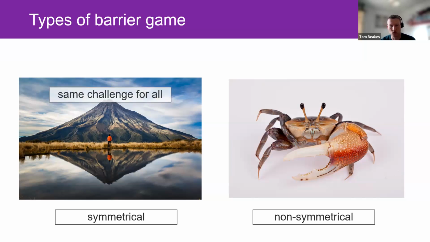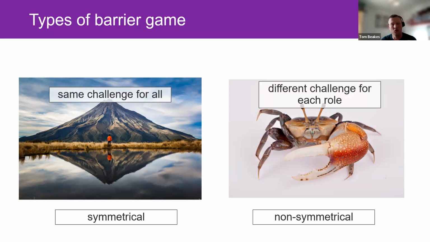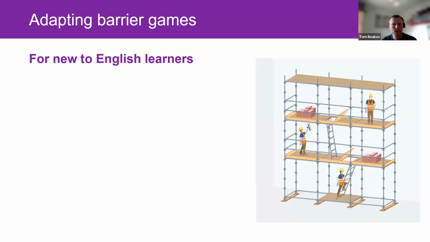Or they can be asymmetrical or non-symmetrical, so that one person is giving information and the other is receiving the information and maybe doing something with it. That might be something non-linguistic, like drawing or arranging or moving things around. And so in this type of activity, one role tends to be more linguistically challenging than the other, although obviously it will depend on the task type. So those activities can be useful if you've got mixed ability groups and you want to differentiate a little bit between different students.